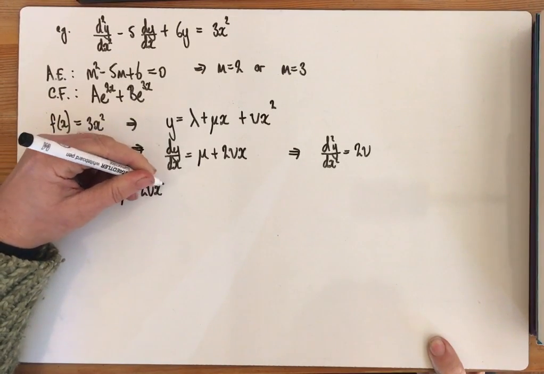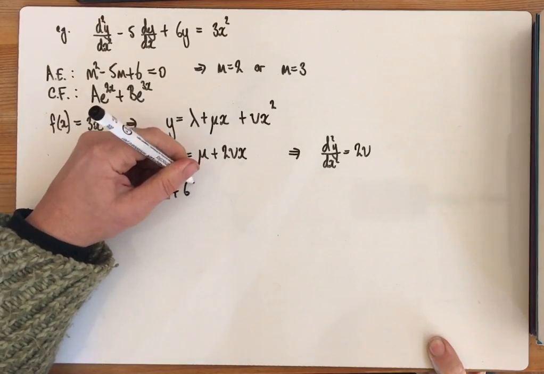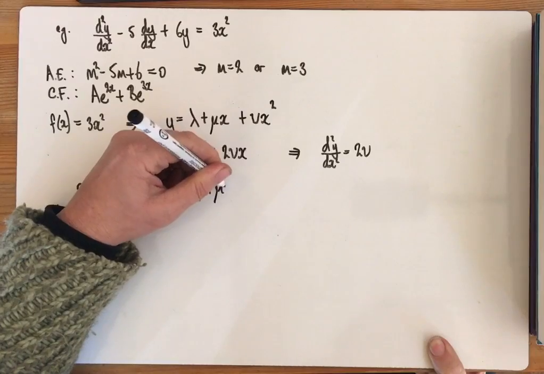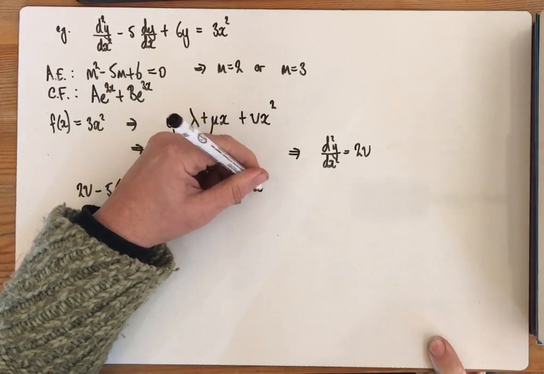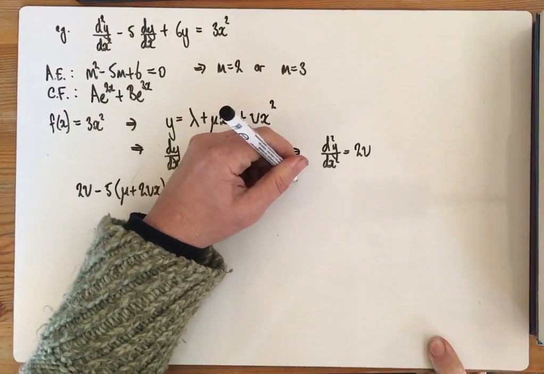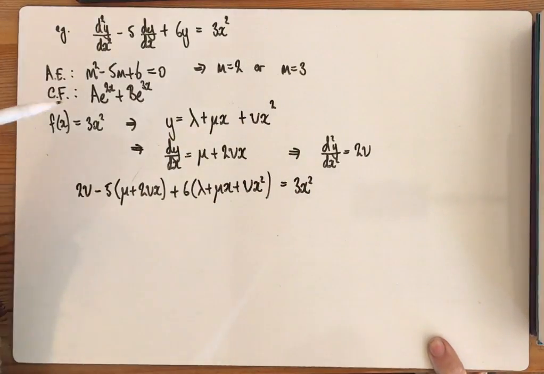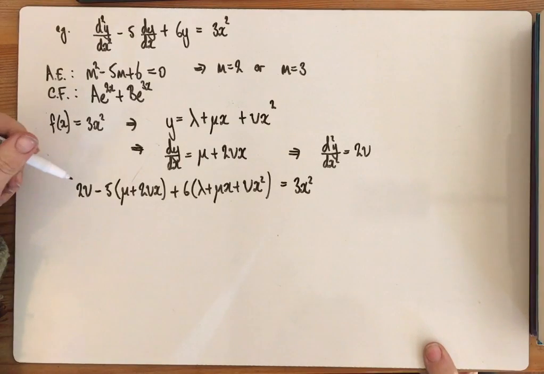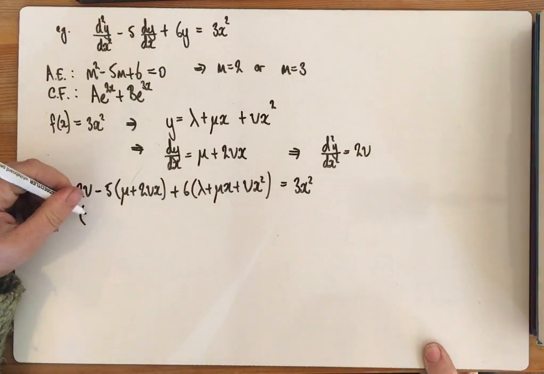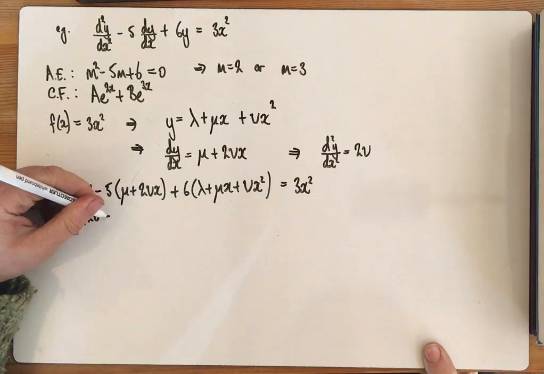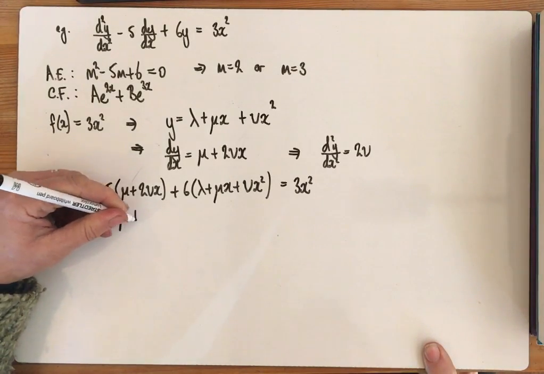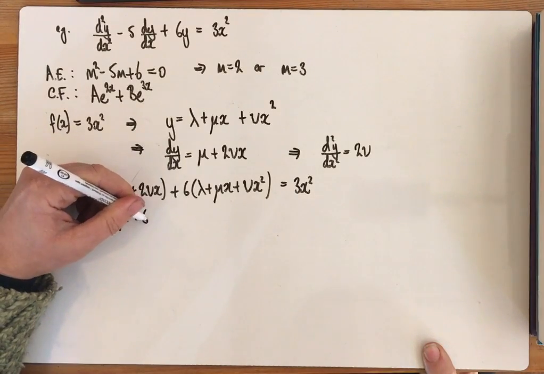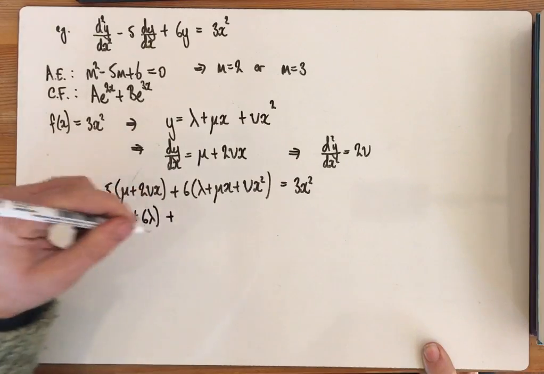2 nu x plus 6 lots of lambda plus mu x plus nu x squared, and we want that to equal 3x squared because this bit here will equal 0. Excuse me. And so we need to essentially equate coefficients again. So I'm going to pull out the constant term. So 2 nu minus 5 mu plus 6 lambda. That bracket's not doing anything really, but I'm just letting you see what's there.